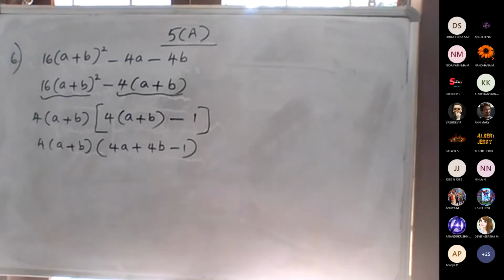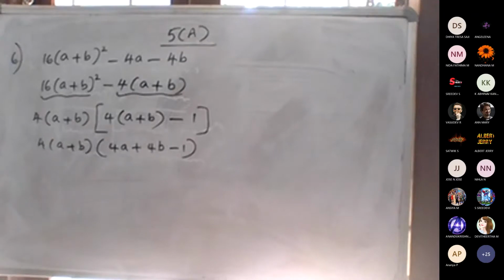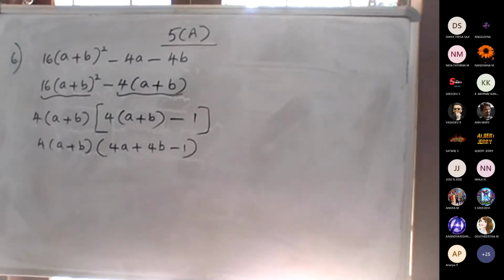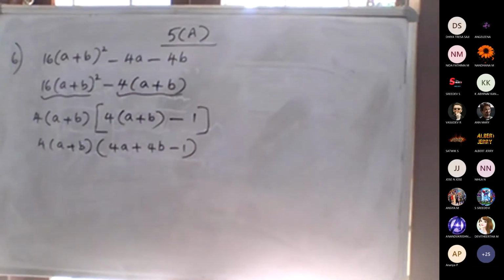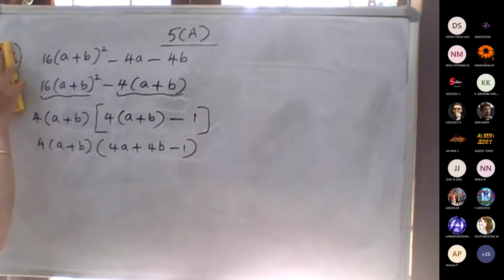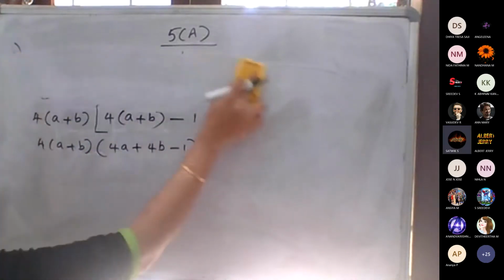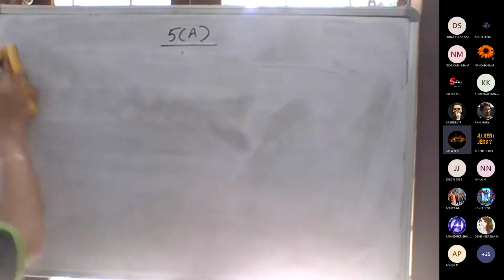Four into (a plus b), so 4a plus 4b minus 1. Got it now? Any doubt? Can we do the next one? Seventh one. Complete. Yes, ma'am, we completed. Okay, seventh one.